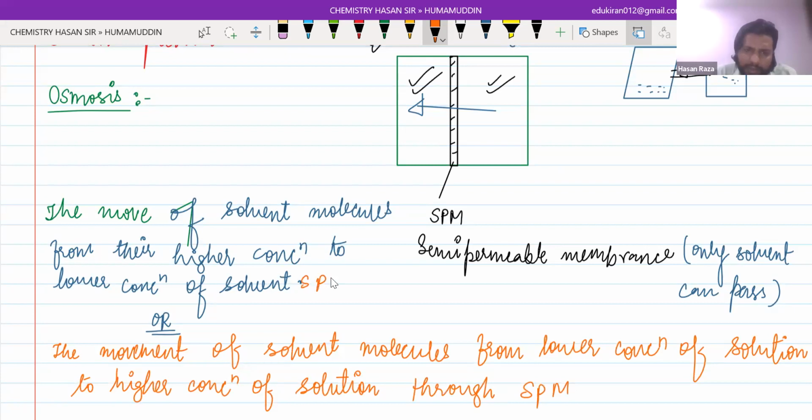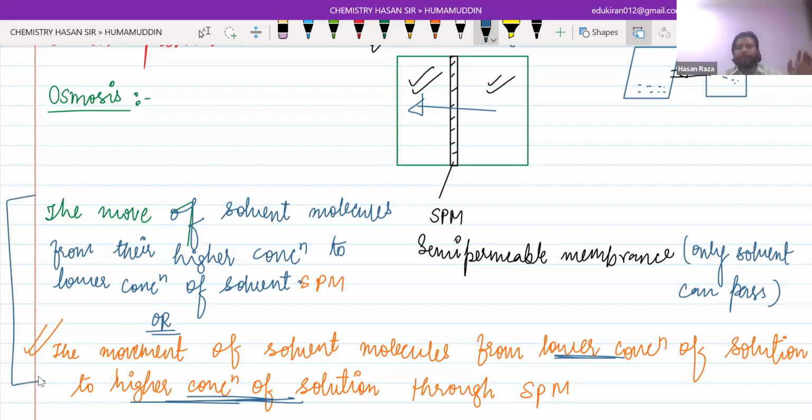So the other definition: I said the movement of solvent molecules from lower concentration of solution. Concentration of solution means we are talking about solute. If solute is lower, that means solvent is higher. To higher concentration of solution, that means higher concentration of solute, which means lower concentration of solvent. So both are the same. Please do write.